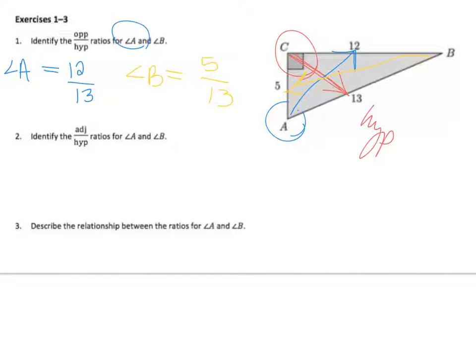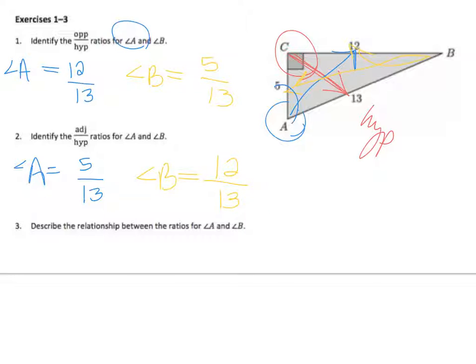Identify the adjacent and hypotenuse ratios for angle A and angle B. Now we have adjacent to angle A is 5, hypotenuse is 13, and adjacent to angle B is 12, and hypotenuse is 13.